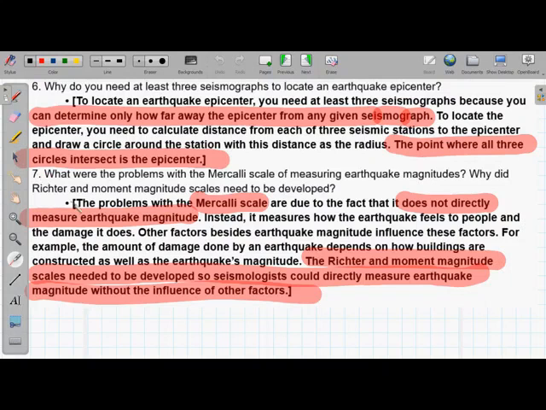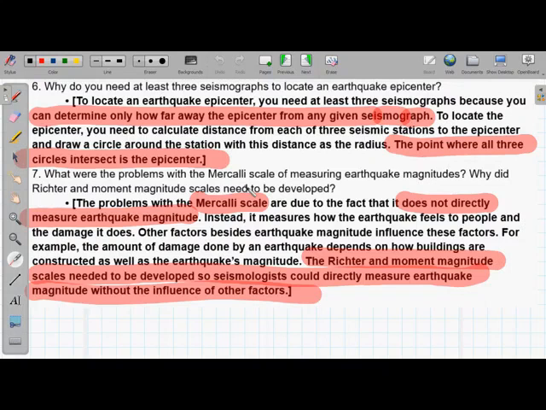All right, number 7. What are the problems for the Mercalli scale? The Mercalli scale, in one word, is subjective. It does not directly measure the earthquake magnitude. Instead, it measures how people felt during the earthquake. What did they feel? Did they feel that it was a really bad earthquake or not so bad? How did it affect the buildings? Well, all of that is subjective.